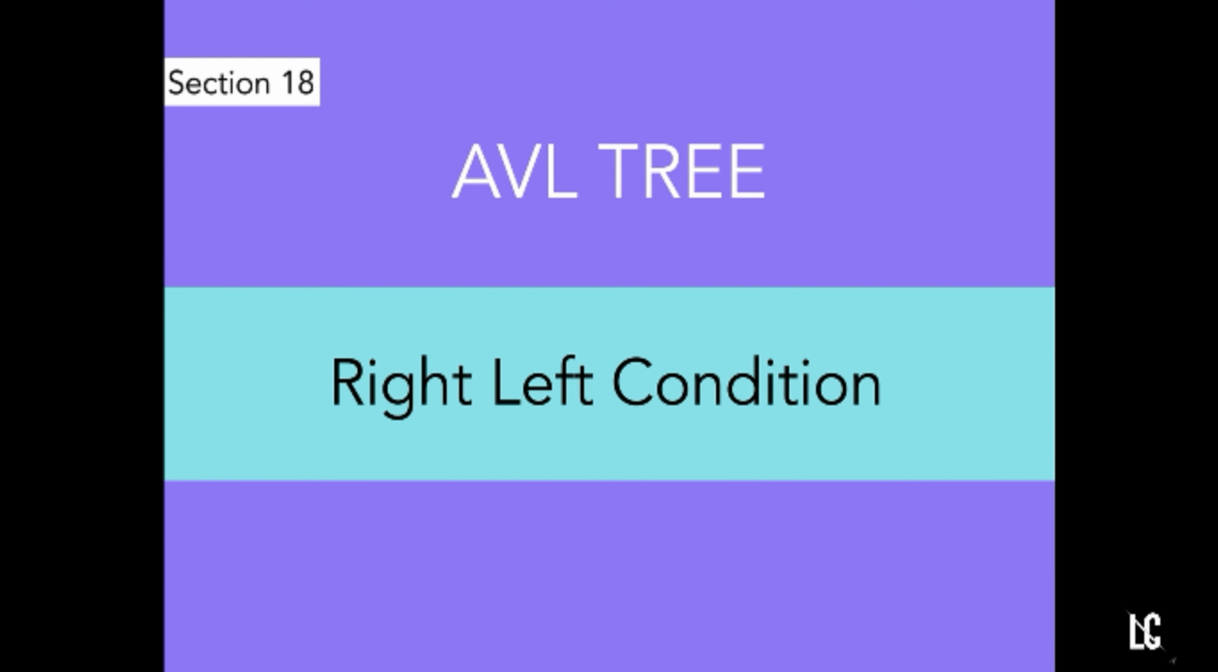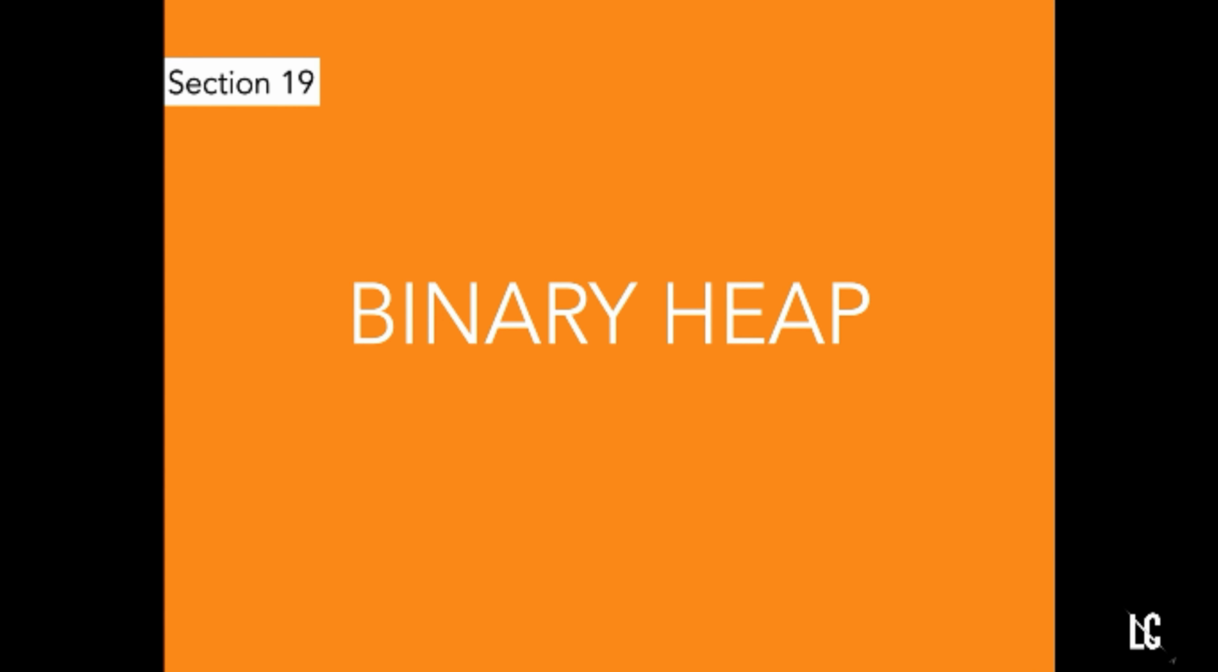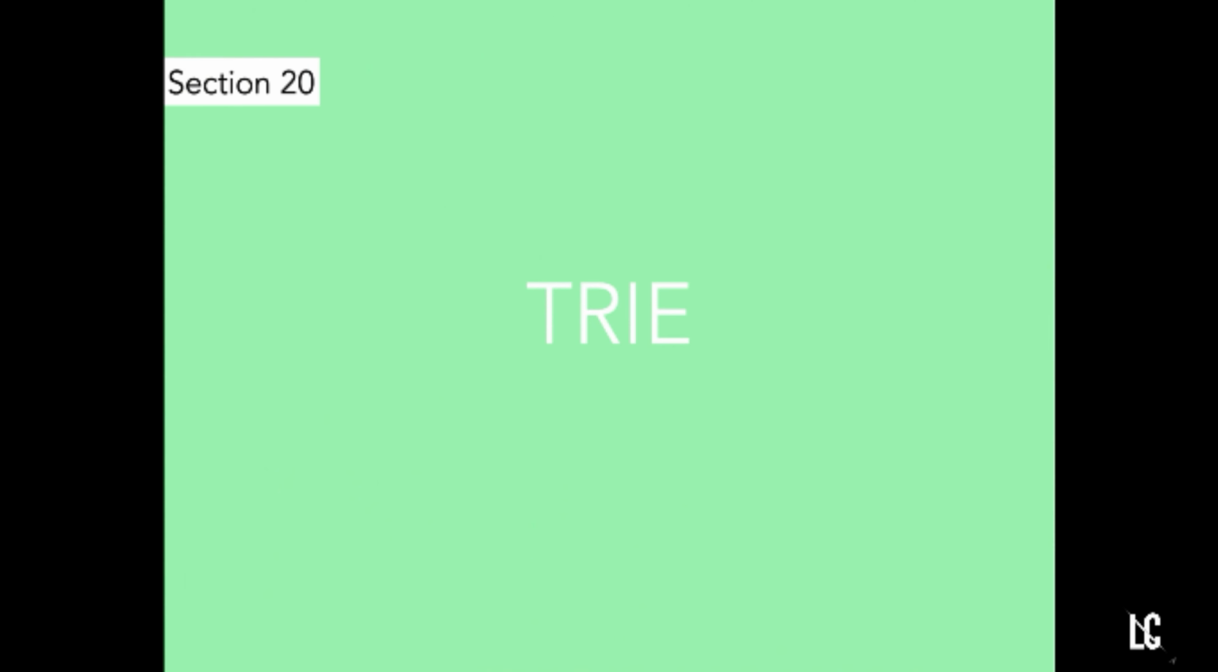Then we are going to the binary heap, which is related to trees, but is a very special case of tree. And we talk about common operations of binary heap. And finally, we go to the last type of tree, which is trie. The trie takes characters as a node, so it's very useful, especially when developing applications like dictionaries.